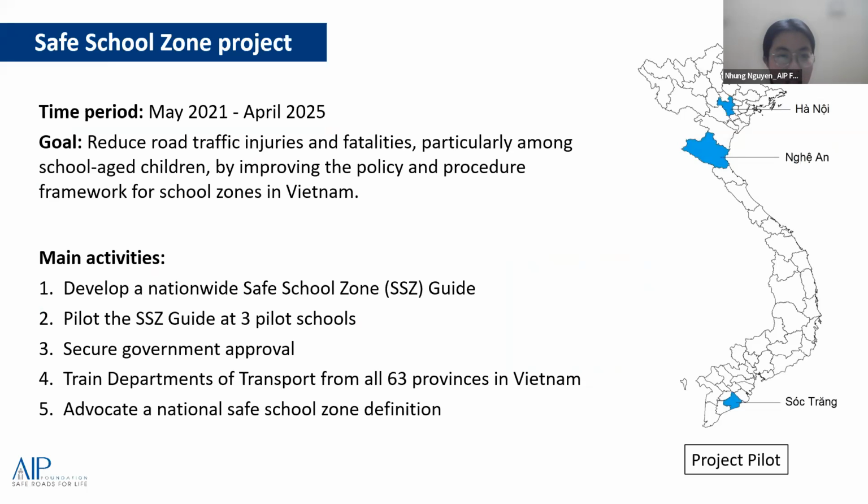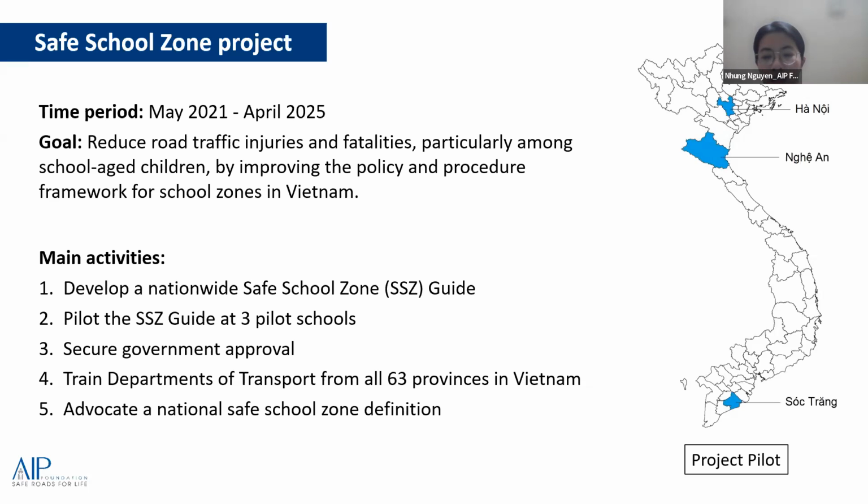To do this, AIP Foundation has been working with the Ministry of Transport and other government partners to first develop a nationwide safe school zone guide, which outlined the infrastructure standard for safe school zones. And then we did a pilot of the safe school zone guide in order to improve the road infrastructure for the school zone in 3 school clusters in 3 provinces. You can see here, the first one is Hanoi, and then Nghệ An in the center, and Sóc Trăng in the south of Vietnam.